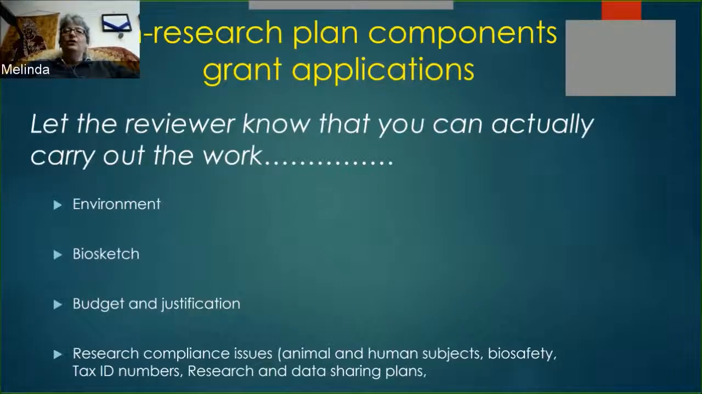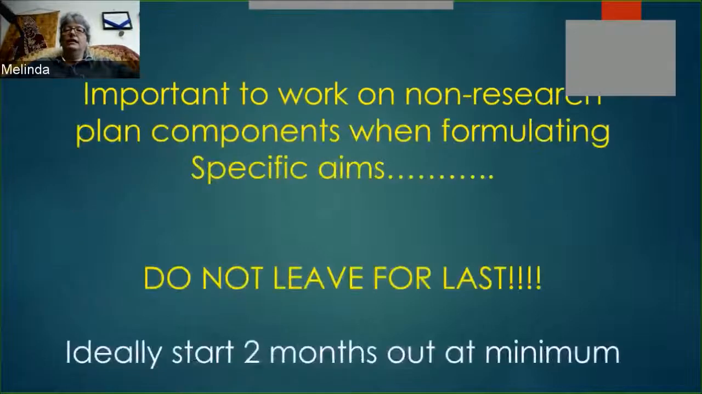And then, of course, we also have the whole issues with research compliance. And these are having the correct animal and human subjects approvals, and not just the approvals, to have adequate information in the animal and human subject sections. Also things like, do you have the biosafety components in place that you need? Do you have your data sharing plans? These are all things that take significant time to develop. And often people leave these for the last minute and do a bad job, and it really hurts their grant in the end.